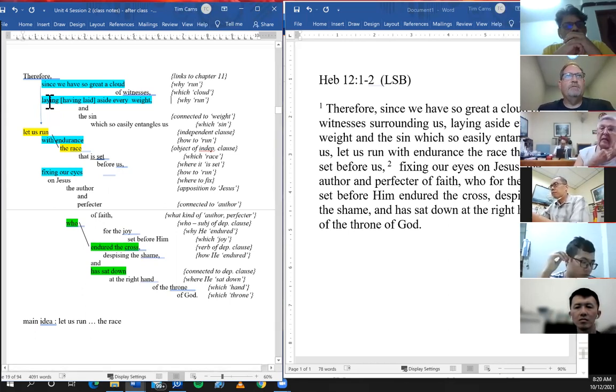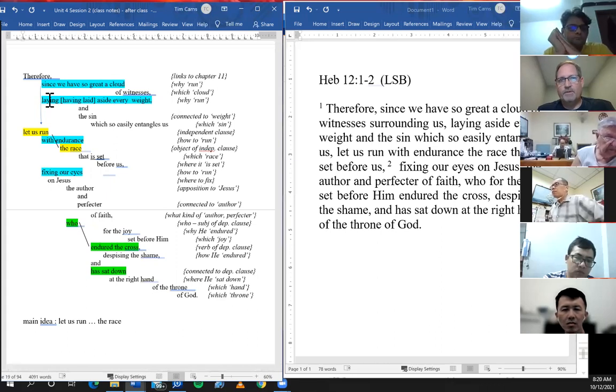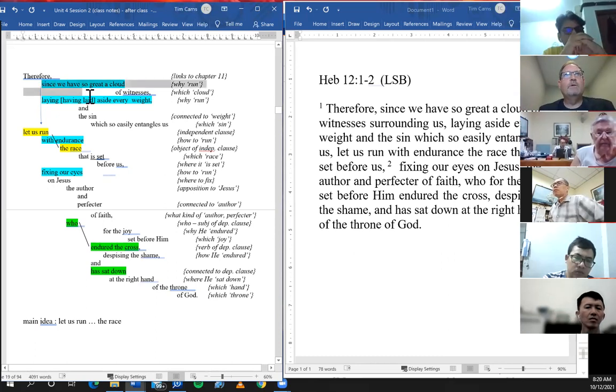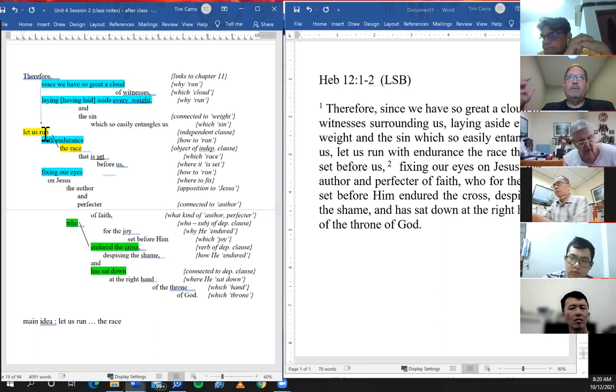The tense of laying aside is actually an aorist. It's more of a past tense idea. So it's having laid aside every weight. It's describing another reason why we run with endurance. This is why I think he inserted these two before the word it modifies, because he wanted to separate why we run from how we run.